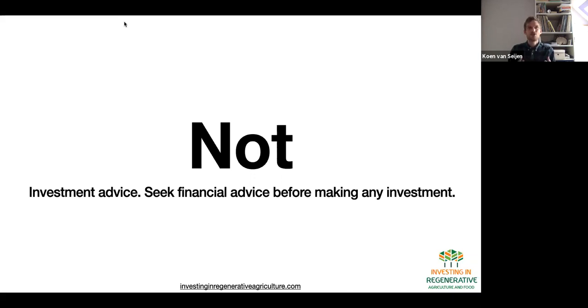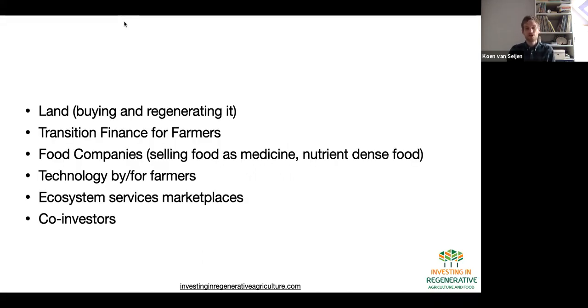This is meant to help you ask better questions, to go deeper, and to connect you with people that are building potentially interesting things. So we're going to look at a number of pieces of the regenerative agriculture space and see what to invest in. And we're going to start with buying land, and regenerating it.